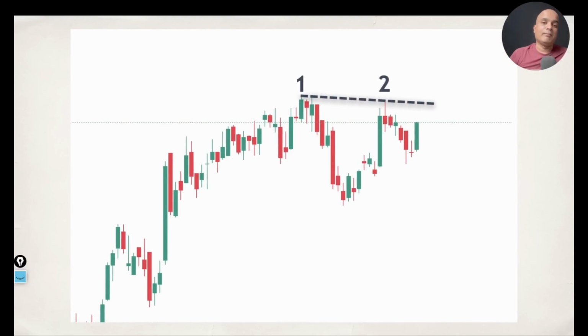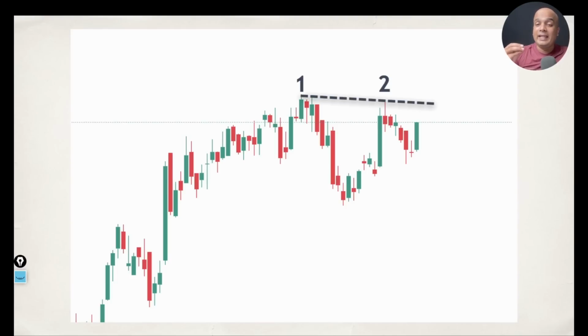I have seen many beginners make this mistake. They connect only 1 or 2 peaks and call it a resistance trend line or a support trend line. See, if you want to take breakout trades or breakdown trades, you should try to draw a strong trend line, a strong support trend line or a strong resistance trend line.